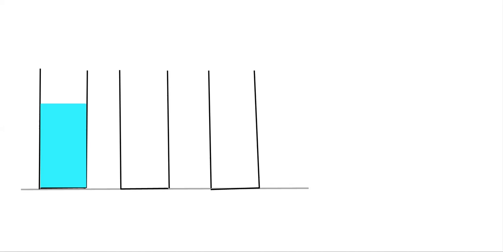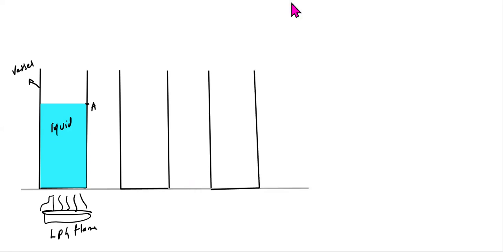So here liquid is filled up in a vessel. Initially the level of liquid is at A. We'll do this marking. Then I start supplying the heat, with an LPG flame, Bunsen burner flame, or any of the available things.